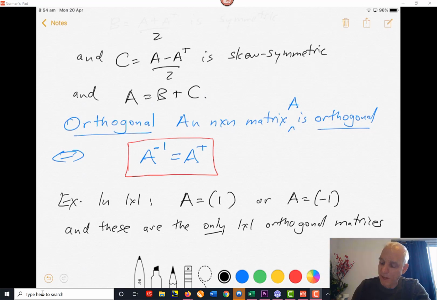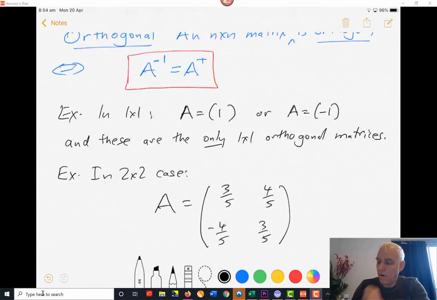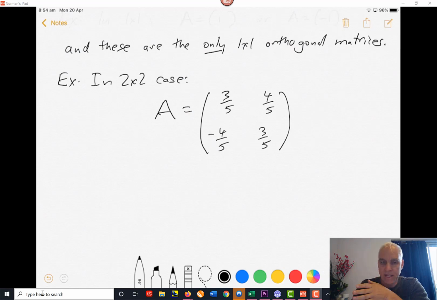How about in the 2 by 2 case? Can we write down an orthogonal matrix? Let's have a look at this. Suppose I write down the matrix 3/5, 4/5, minus 4/5, 3/5. Let's check. Is that going to be orthogonal? I claim this is orthogonal. What does that mean? I need to convince you that its inverse is equal to its transpose.